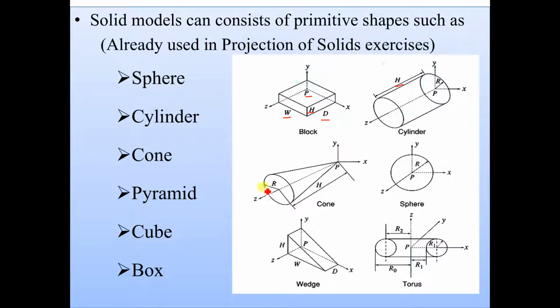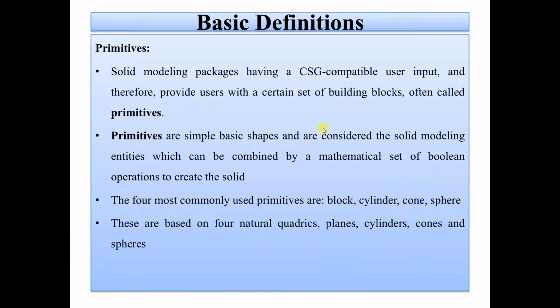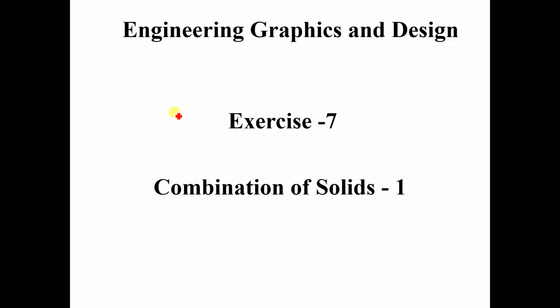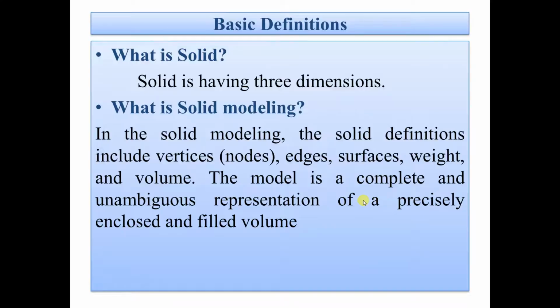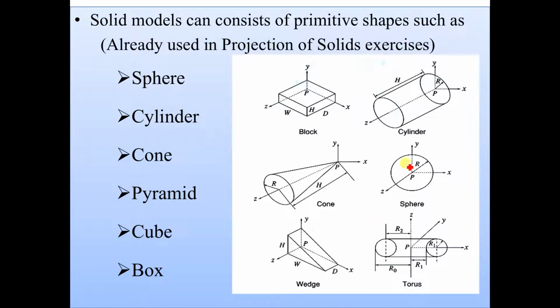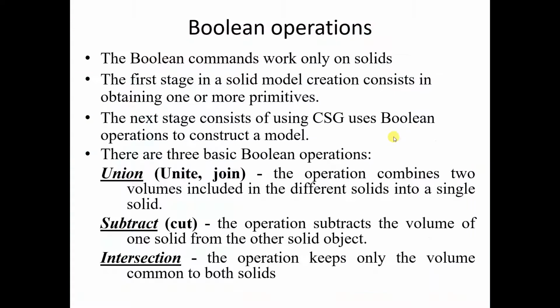The same applies to the other parameters for cone, sphere and wedges. These things we used in the previous exercises, weeks 5 and 6. Now this week is about combination of solids. Combination of solids means we will be joining two or more solid objects. That's why the title is combination of solids 1.